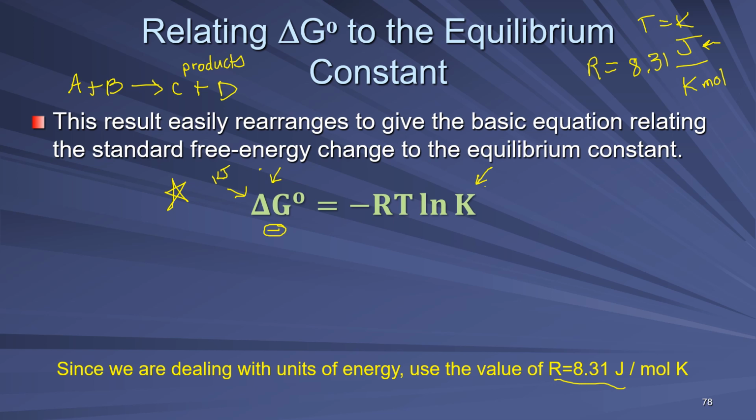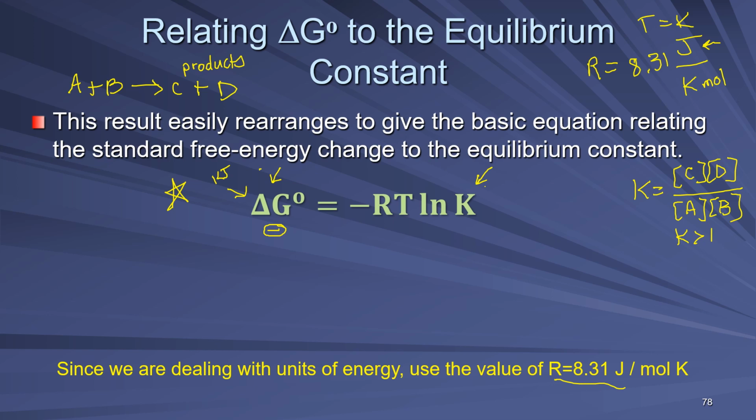And since, remember, we had our K expression. I'm not going to put the coefficients there, the superscripts, but you know what I'm talking about. They're not necessary for this. So if products predominate, that means K is greater than 1. So if K is greater than 1, products predominate, it's a spontaneous reaction, and delta G should be negative.